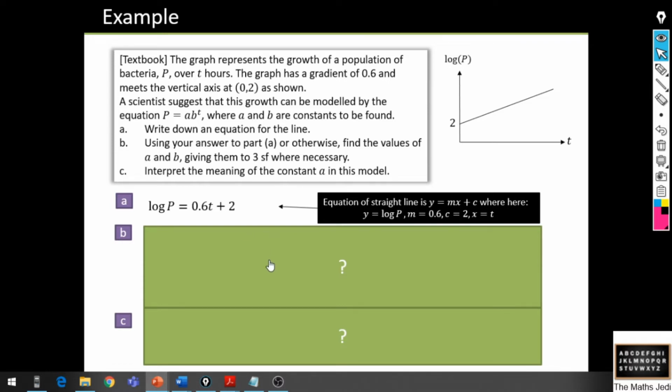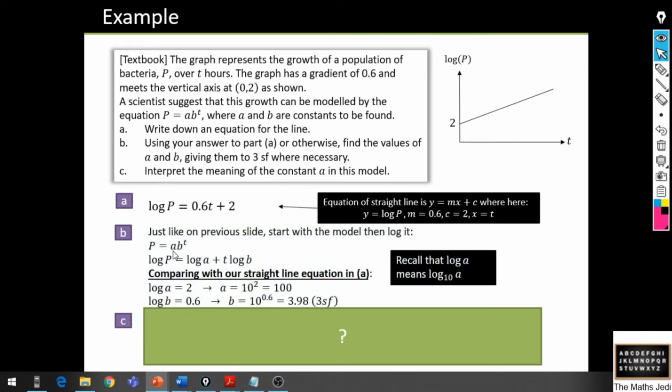Working our way through the answer then, we can take the logs as I just mentioned and start working our way through that. We knew that log a was 2, that means a must be 100. How is that the case? Because log is base 10, if we're not told another base. So 10 to the power 2 is this outcome, 10 squared, that's 100. And then log b is 0.6, so 10 to the power 0.6 is b, so 3.98. So that's the gradient, 3.98.